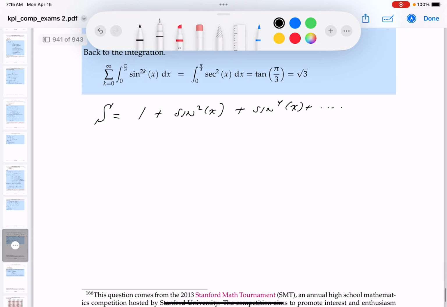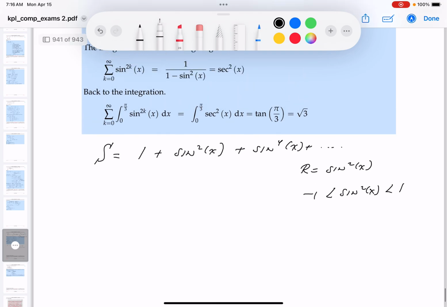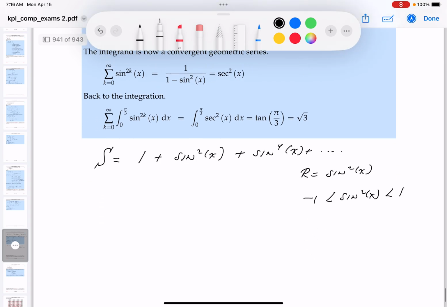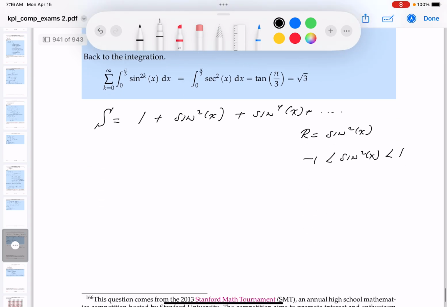Let me just briefly go through. Some people can't remember the geometric sum formula or what the conditions are. But one of the conditions is that the common ratio R, which in this case is sine squared, has to be in between -1 and 1. Well, that's certainly true. And the reason for that, looking at it between 0 and pi over 3, the sine is a proper fraction. All right?